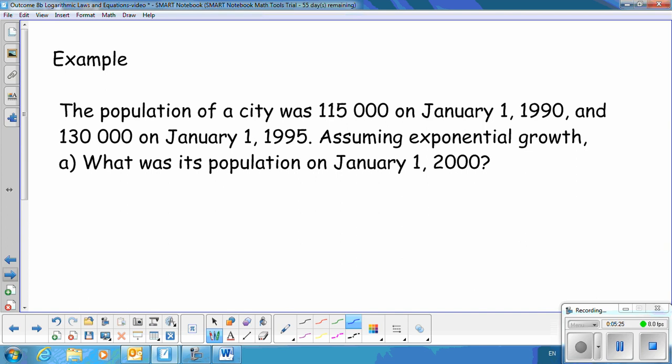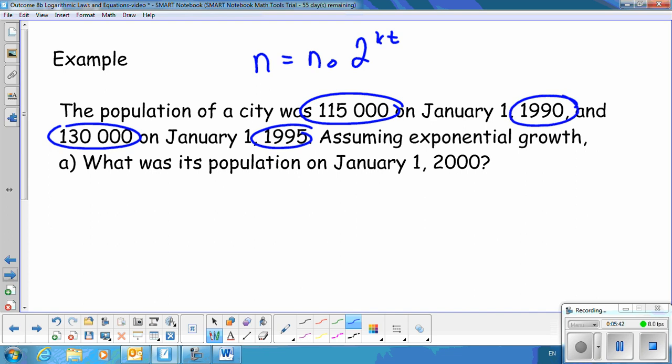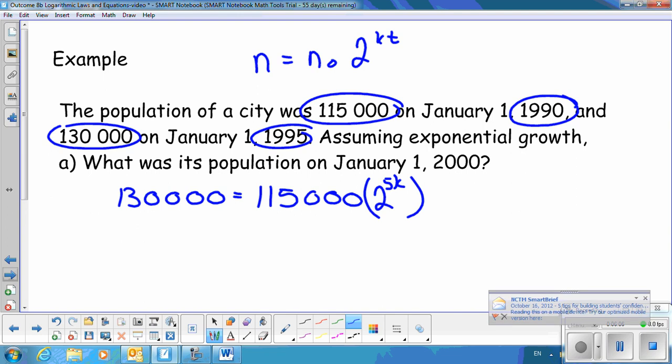If we substitute into our exponential growth equation, we know two different populations, and we know the dates that those arrived on. So I know that I ended up with a population of 130,000, starting with a population of 1,115. 2 to the power, I don't know k, but I do know that the population grew that much in a period of 5 years. So t will be 5.